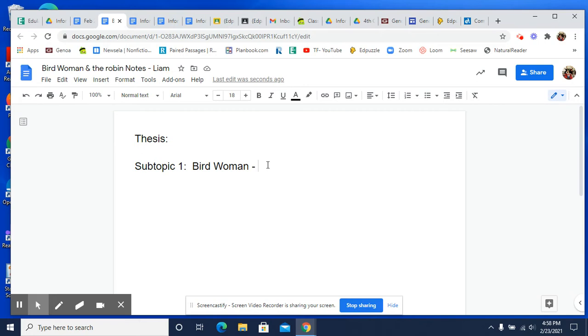So when we come up with our subtopics, we want to summarize, we want to condense, say it real briefly. How did bird woman give her people fire? Okay, real short and to the point, where it can be just a phrase. So, what bird woman did was she put fire in the trees. Now, I'm only writing phrases here because these are notes. When you go to write your essay, you will turn this into a complete sentence.